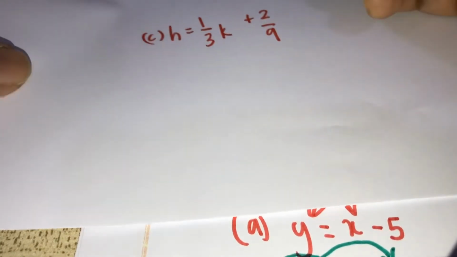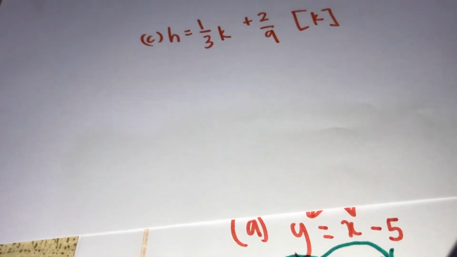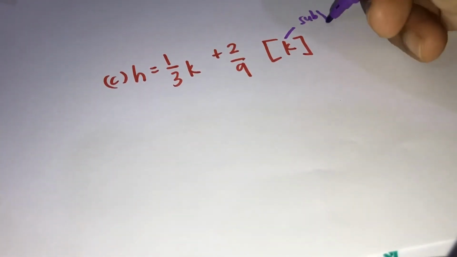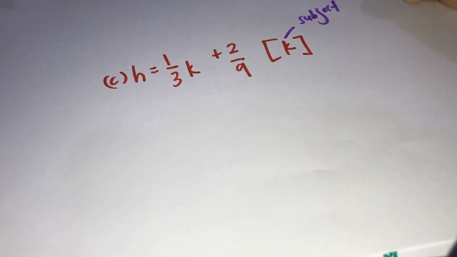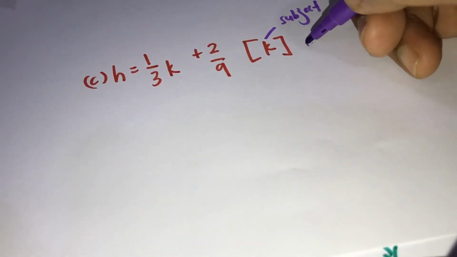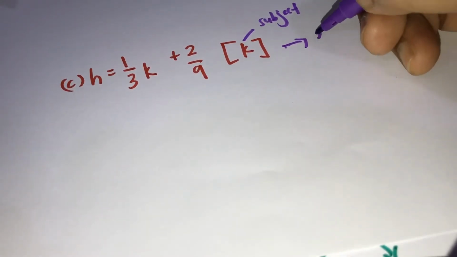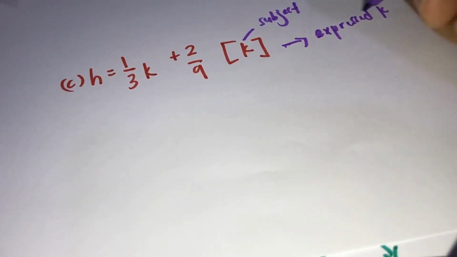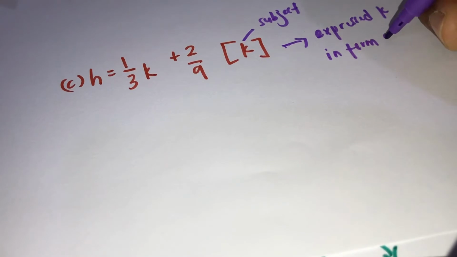Okay, now the question wants you to write k as the subject. K as the subject means k must be at the left, right? Remember, the subject must be at the left side of the equation. Because k is the subject, that means express k in terms of h. Sometimes the question is written like this: express k in terms of h.